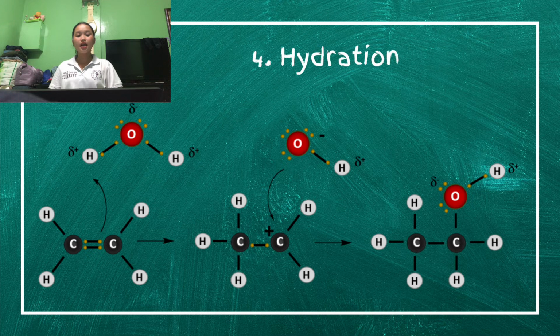Next, step 3 is formation of the final product. After both H and OH are added, the result is an alcohol, a compound with an OH functional group. This process is similar to hydrohalogenation except that instead of adding a hydrogen halide like HCl, we are adding H2O, which means water.